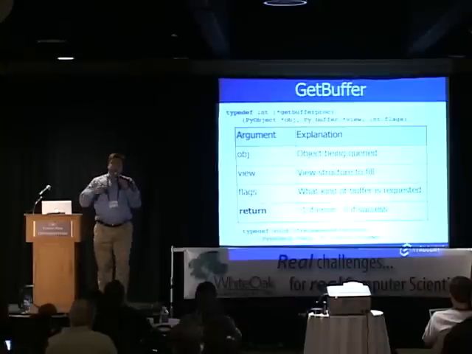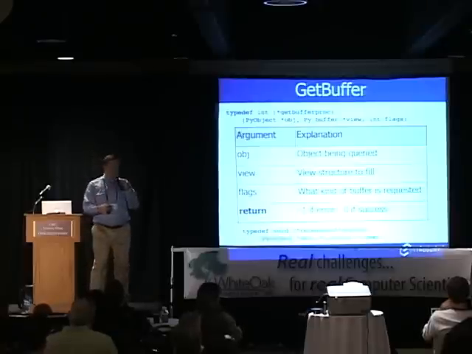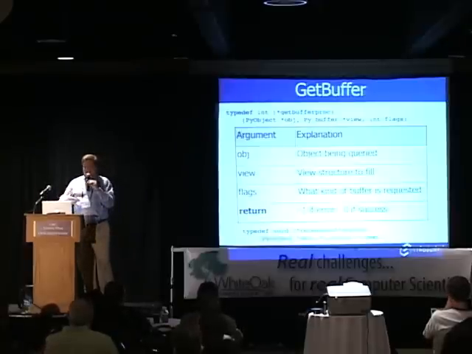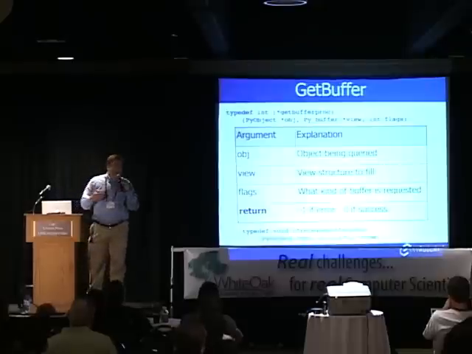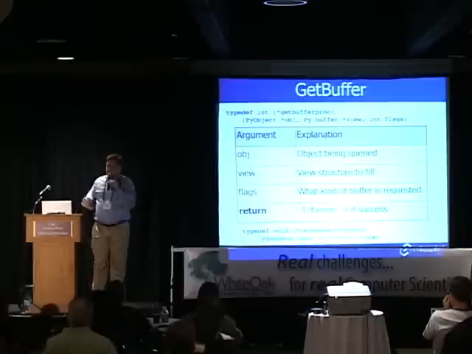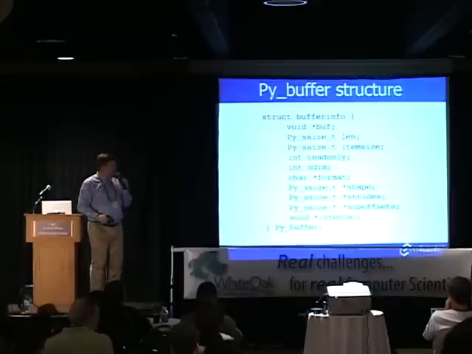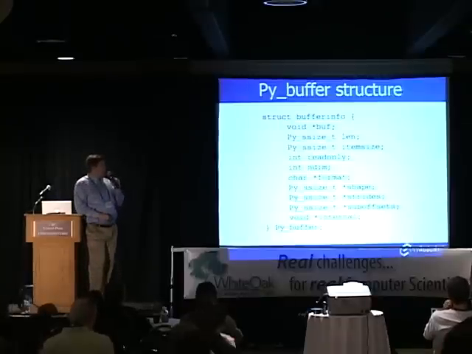You call it with the same view structure that you passed in to the get buffer proc. And when you're done with the memory, you release it. Not every object will need to worry about that or will implement locking, and so not every object will implement a release buffer, and if it's not there, you don't have to call it. And that's handled through an API just like the current system, so you don't have to do that checking all the time. So here's the basic PyBuffer structure.